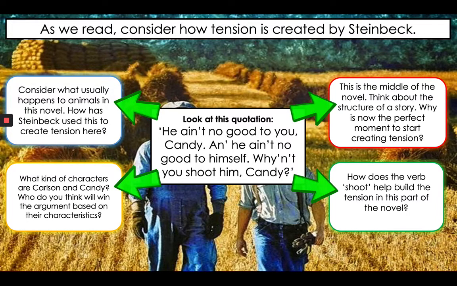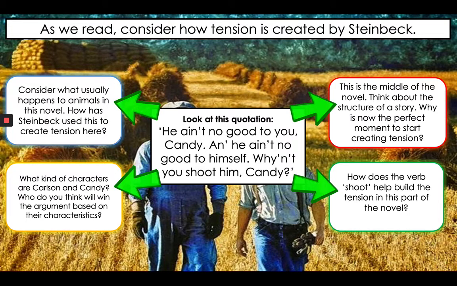So in the box on the top right, this is the middle of the novel. Think about the structure of the story. Why is now the perfect moment to start creating tension? So if you think about, in the past you would have done work in English, thinking about story mountains and how a story is structured. Stories often work in an arch shape. So the tension and the action starts building up to a key moment. So obviously we've got to the centre point of the novel at this point. So Steinbeck's now introducing the sense that something is going to happen.